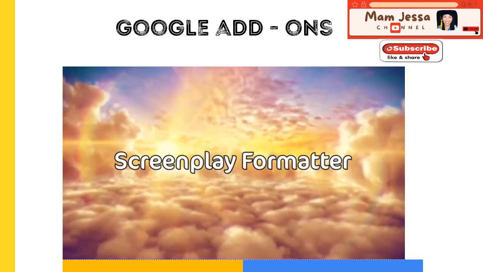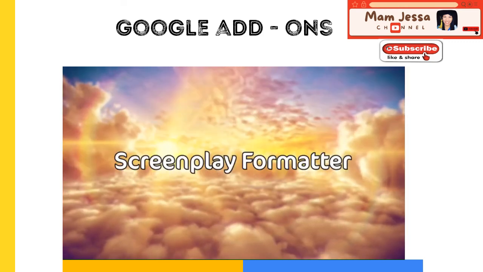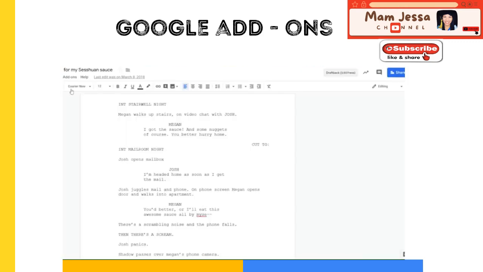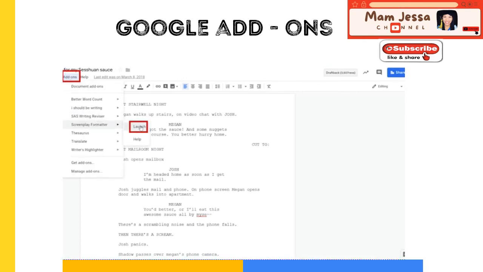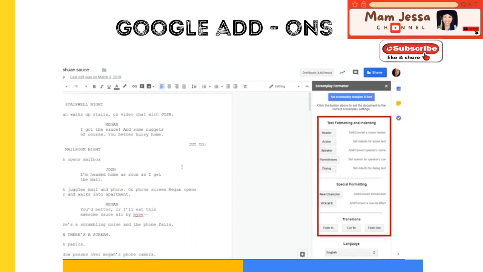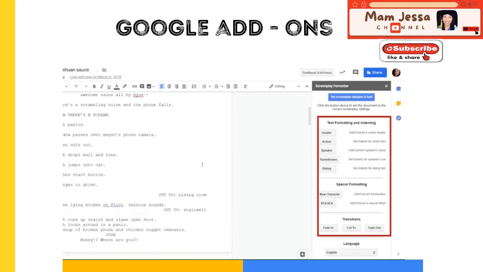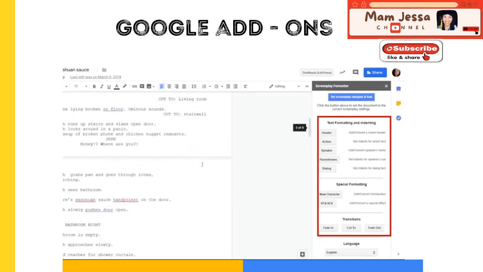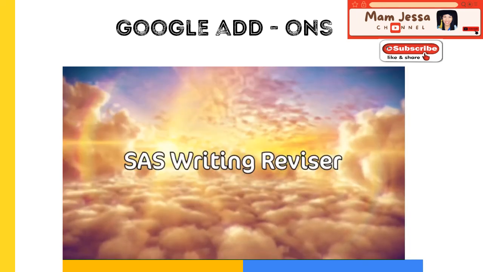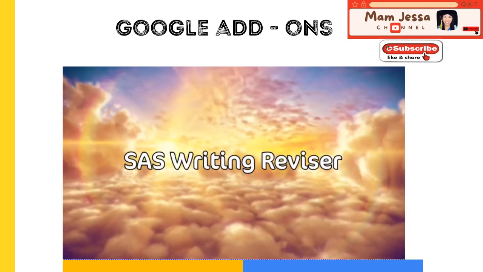Next up, Screenplay Formatter. And I know most of you don't care about this, but back when I dabbled in short films, I used this and it was so helpful. And a few of you are screenwriters, so I figured I'd mention it. And basically it just gives you easy buttons that insert the kind of things that you would need to use in a script. Next up, we have the SAS Writing Reviser.